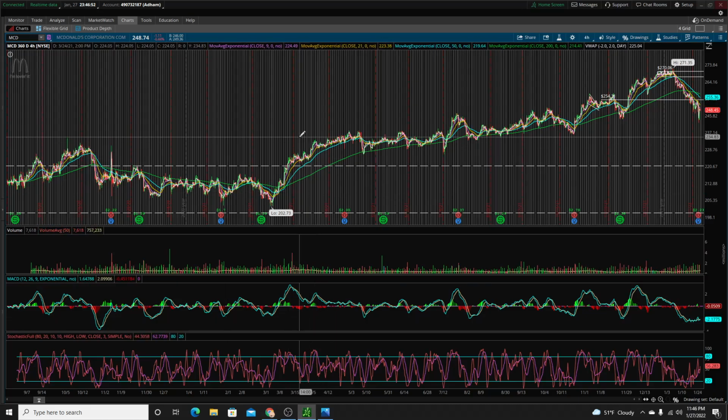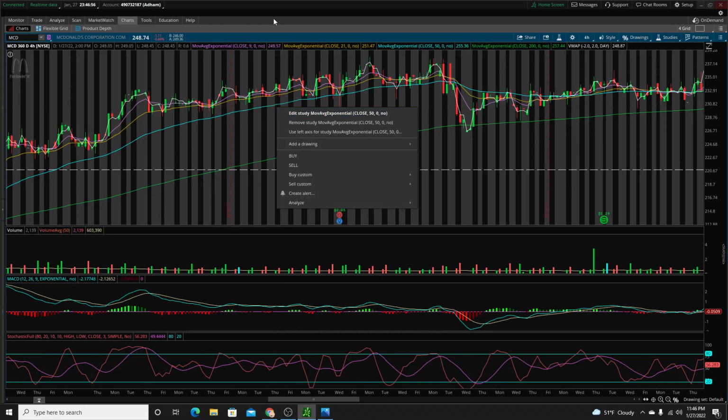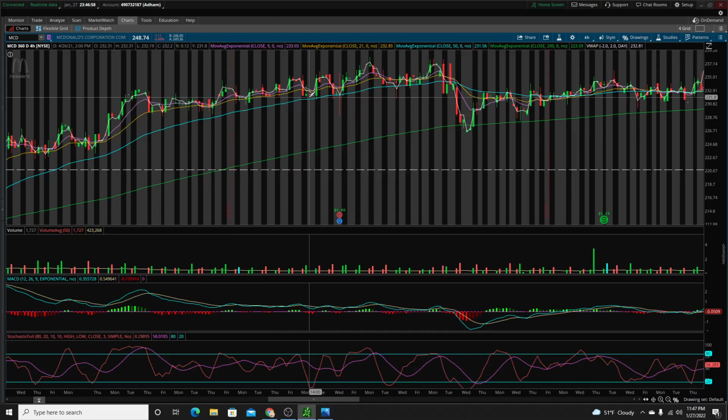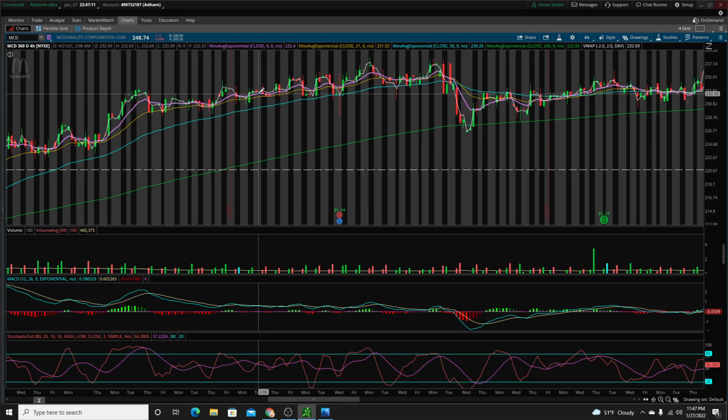Here we have McDonald's. Let's zoom in a bit. Here we have the EMA 50, which is a good trend indicator. I like to see anything above the 50 means it's in a positive direction. Anything below may indicate that it's starting a downtrend. We're on the 4-hour. You can see here we have EMA 21, and we have EMA 9. So we have 9, this pink line, 21, and 50.